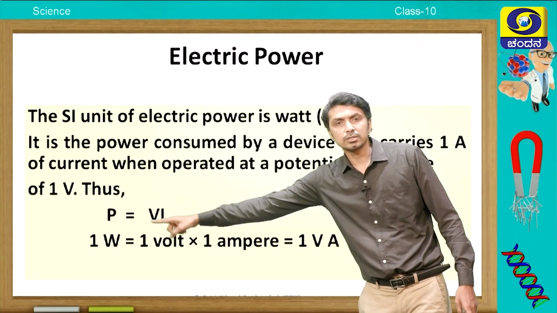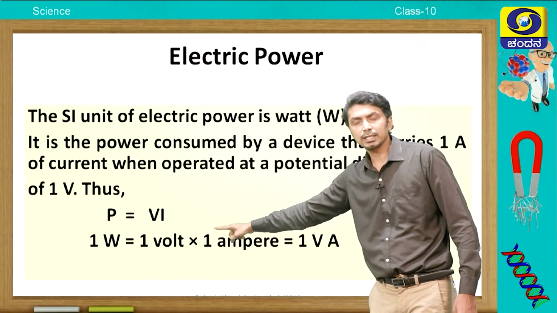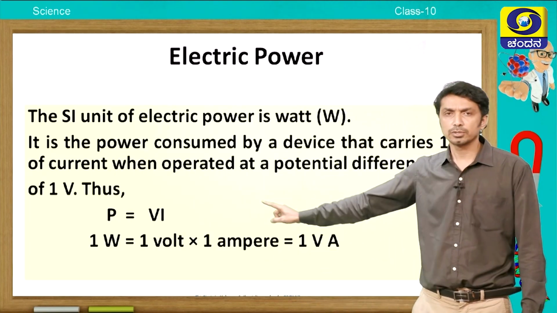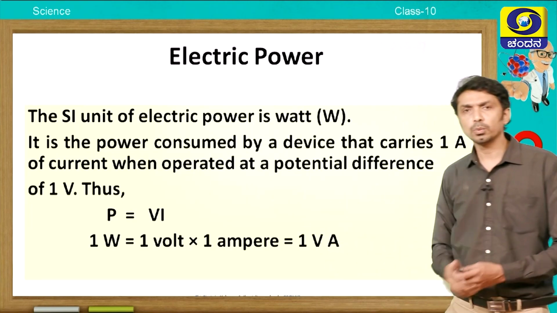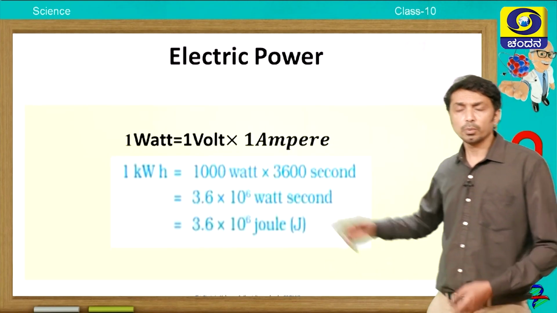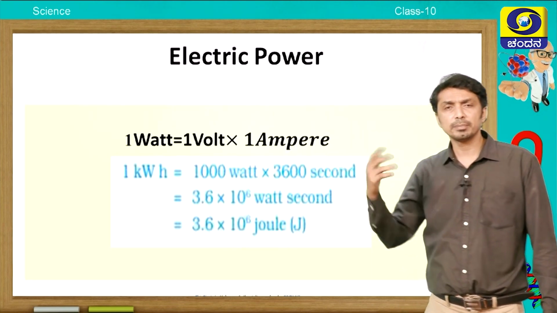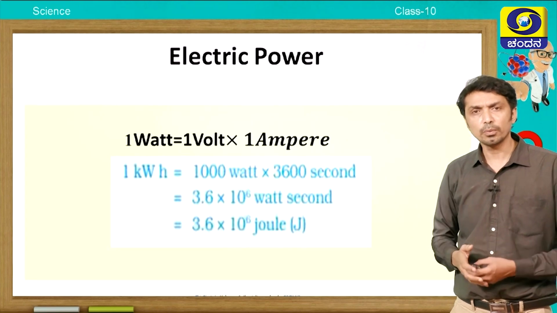If the power is 1 watt, that means the potential difference is 1 volt and the electrical current is 1 ampere. So, 1 watt is equal to 1 volt into 1 ampere. In the same way, 1 watt is a smaller unit. So, 1000 watt is a bigger unit, which we call 1 kilowatt.